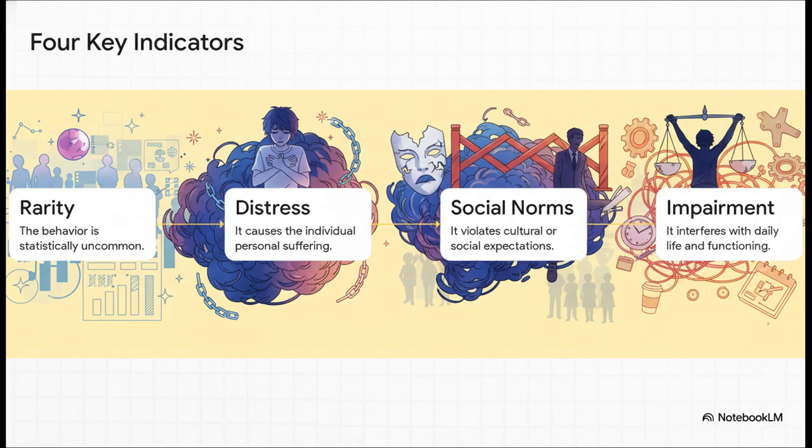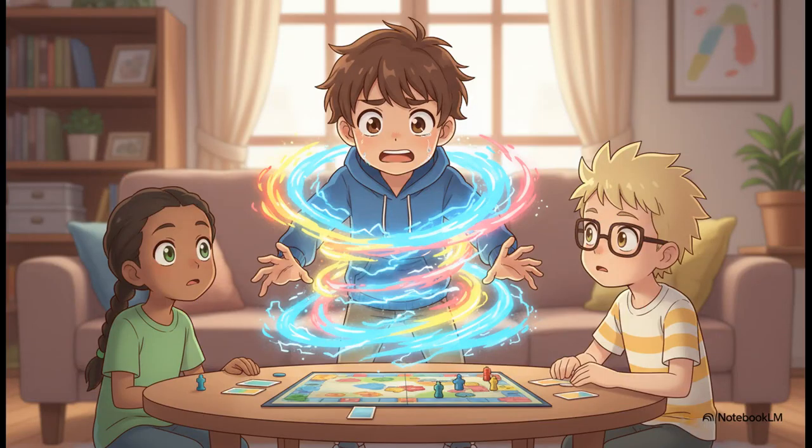Now, all of these are important, but one of them carries way more weight than the others. And that is impairment. This one is the real game changer. A behavior is most likely to be called a disorder when it seriously gets in the way of a person's ability to function in their day-to-day life, at school, at their job, or in their relationships. This single factor is what really separated Jake's situation from Michael's. Jake's hyperactivity was causing dysfunction, Michael's was not.